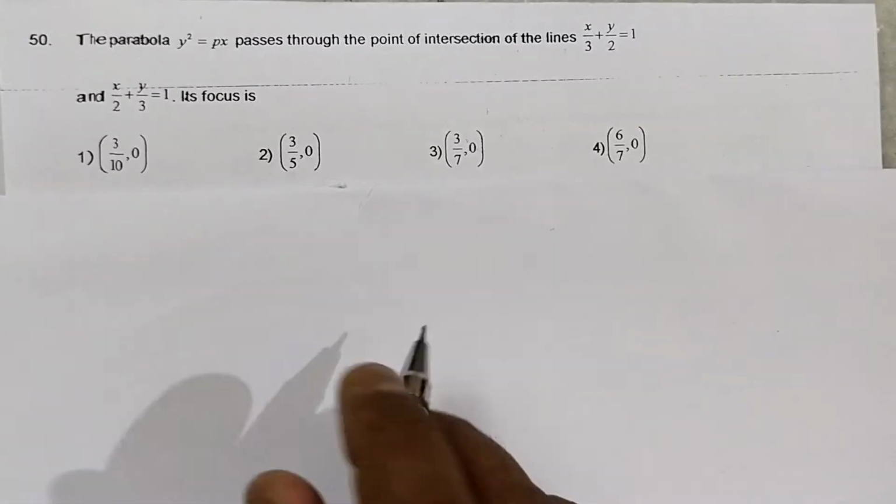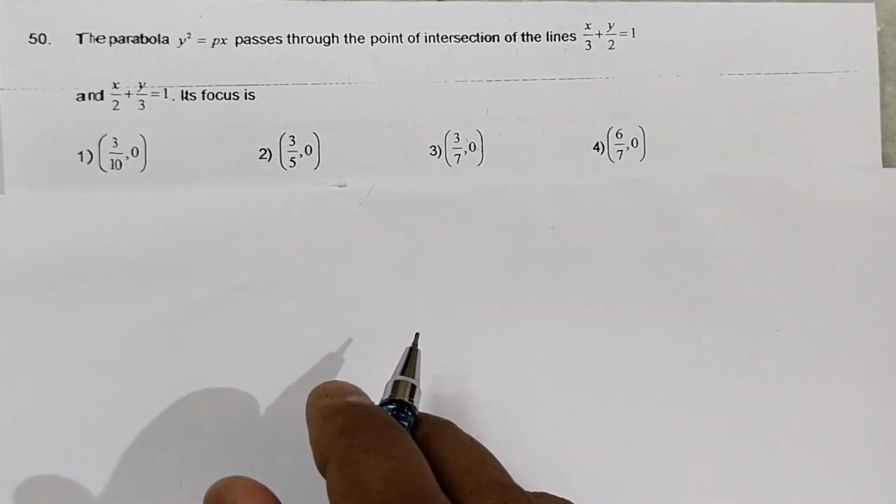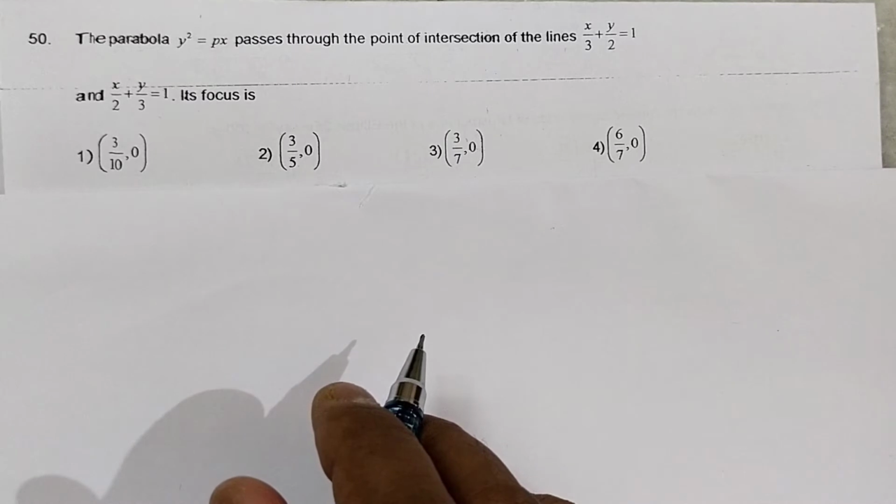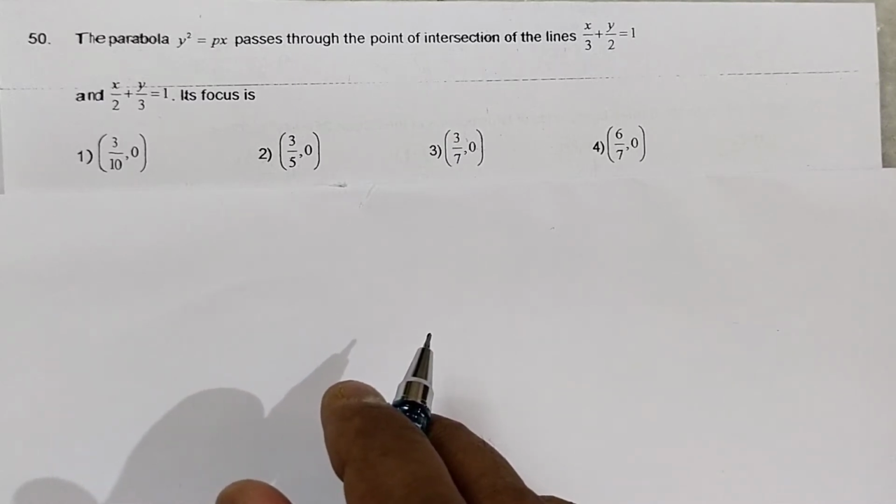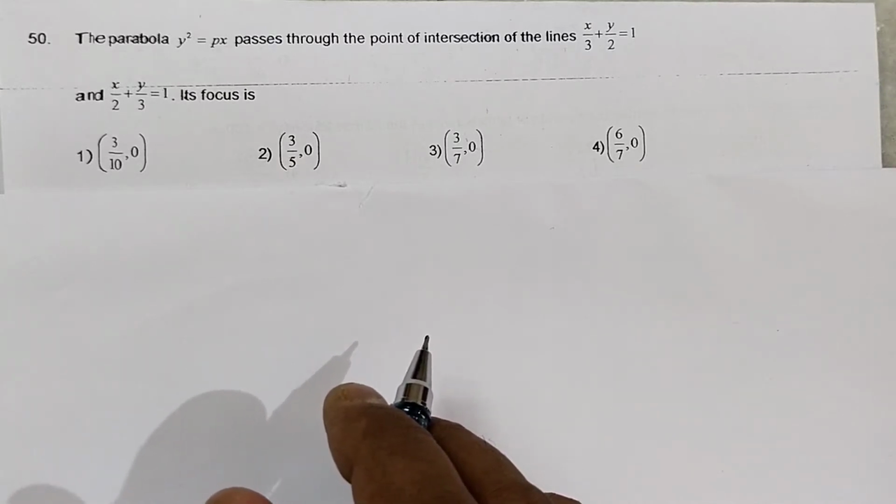The next question, dear students. The parabola y square equal to px passes through the point of intersection of the lines x by 3 plus y by 2 equal to 1 and x by 2 plus y by 3 equal to 1. Then its focus is.